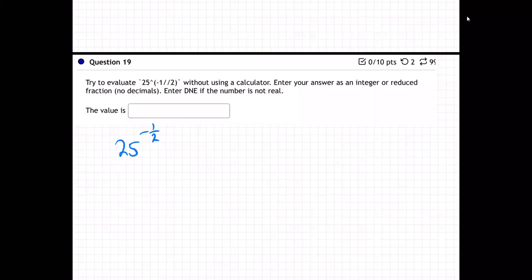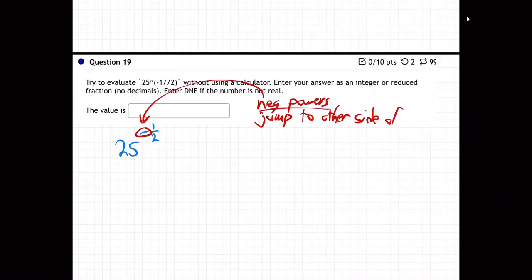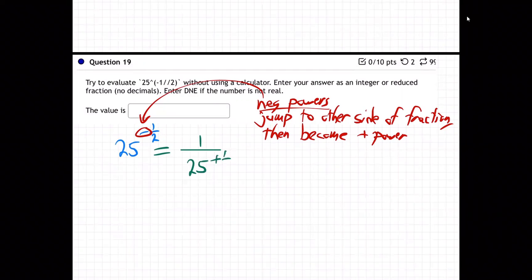Okay, so on this one, they want us to figure out 25 to the minus 1/2. Well, there's two rules we got to be clear on. So negative powers, meaning this part right there, negative powers jump to the other side of the fraction and then become a positive power. So my first step then on this one is to make this become 1 over 25 to the positive half.